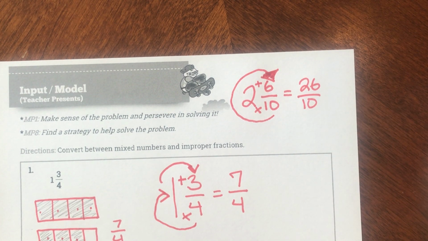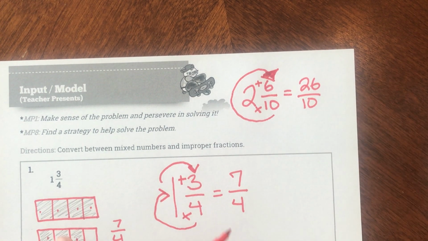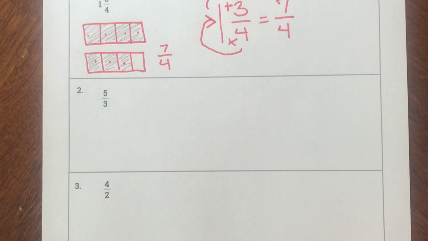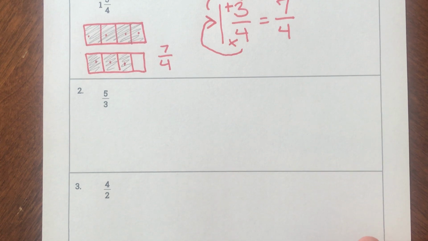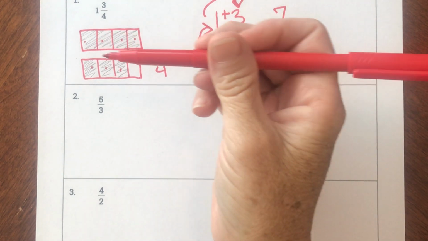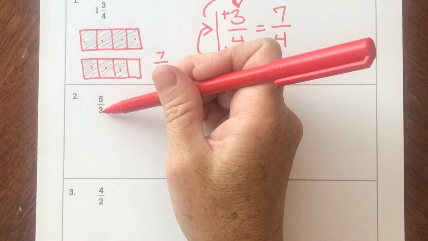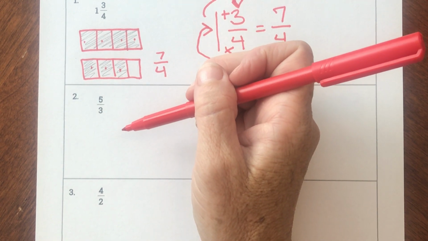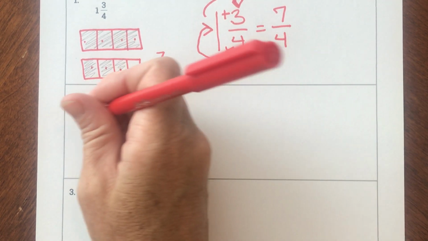And that's how I would do it, which is a much more efficient way than drawing a picture each time. Okay, let's look at number 2, which now, notice they didn't give me a mixed number. Now they gave me an improper fraction. It's improper, which means the numerator is larger than the denominator, and I know this is worth more than 1. So again, I could draw a picture.